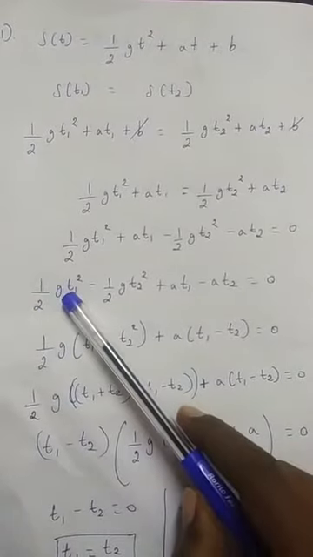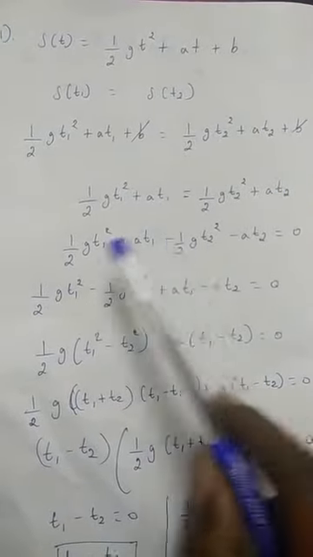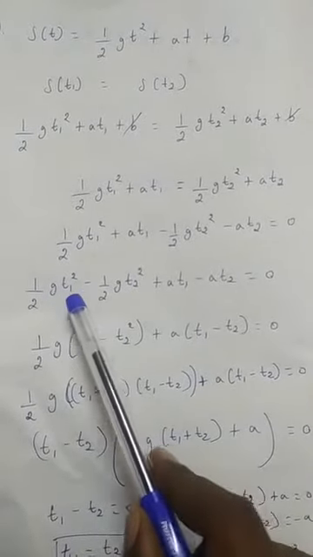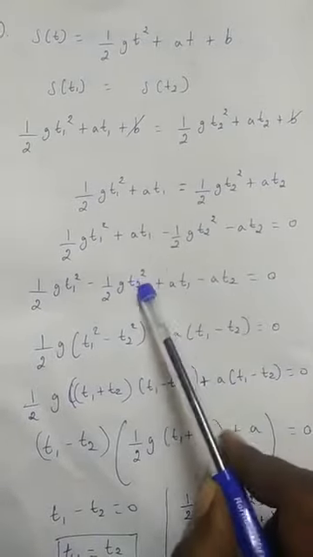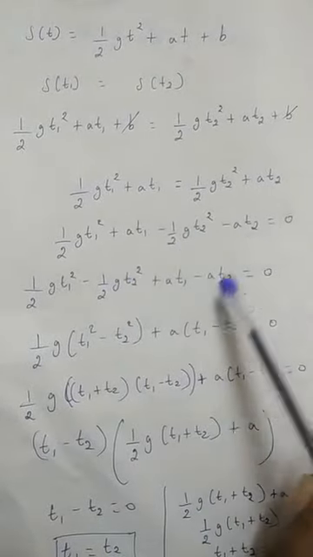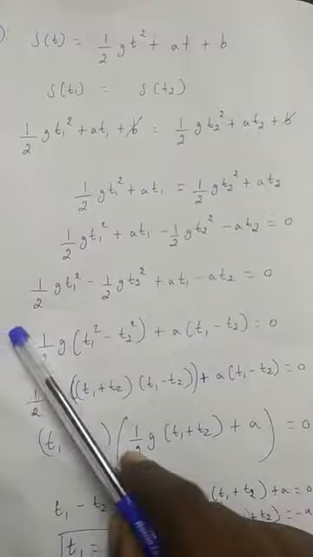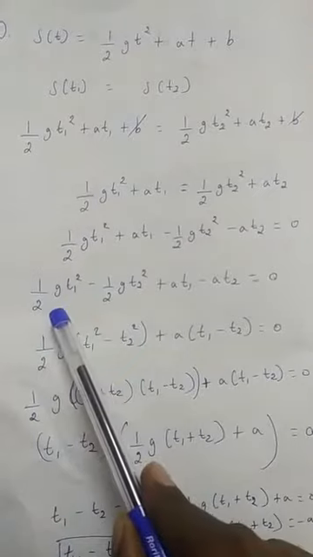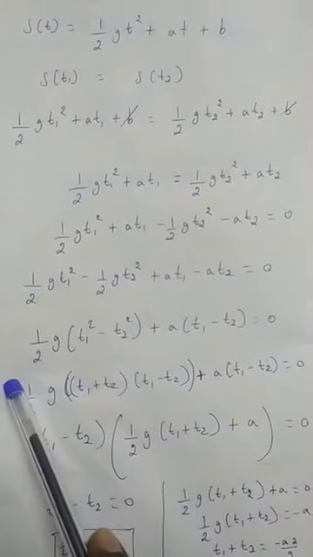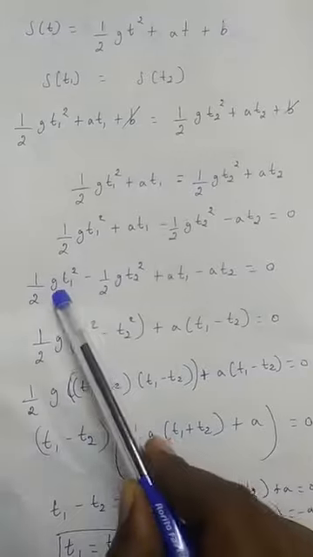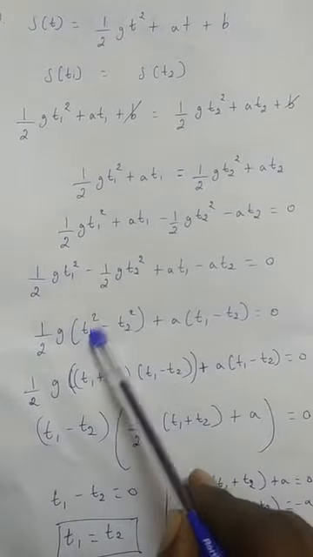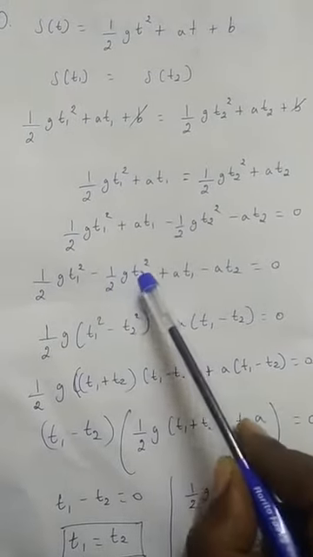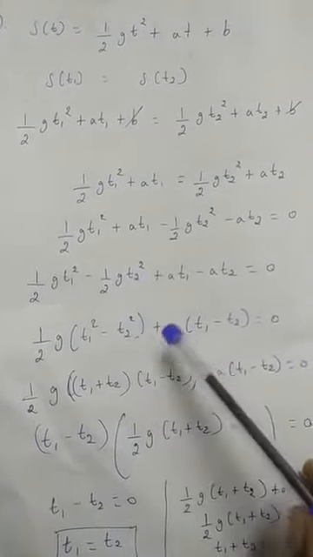So now I split the values. Take this 1 by 2 g t1 square and minus 1 by 2 g t2 square as a pair, and this a t1 minus a t2 as a pair. So arrange in order, that's all. After that, in these two terms, I am going to take 1 by 2 g commonly outside. If we take 1 by 2 g commonly outside, what is remaining here? t1 square. The same way minus. The same way if I take 1 by 2 g commonly outside from this, what is remaining? t2 square, so plus.